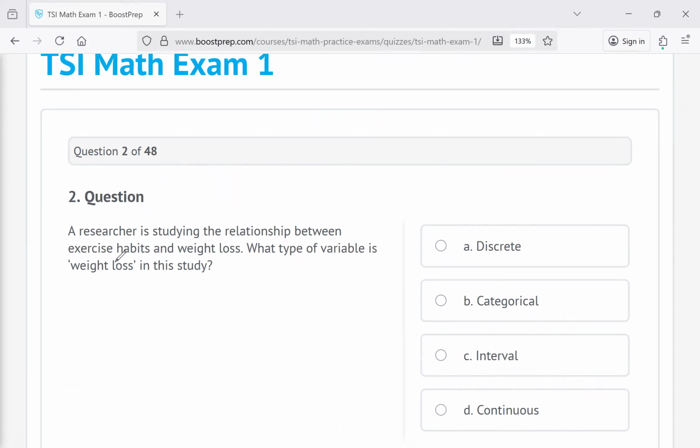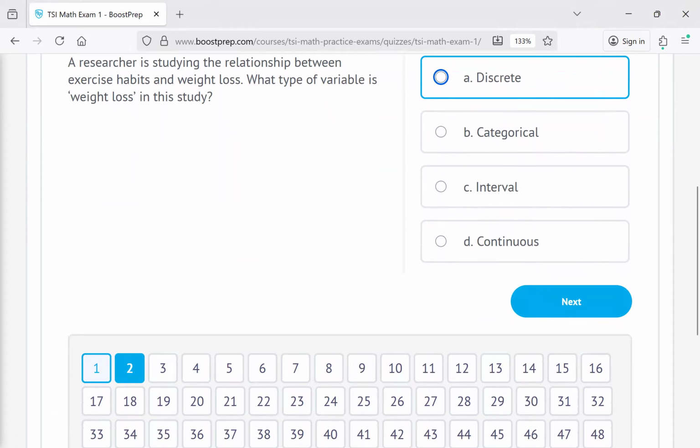A researcher studying the relationship between exercise habits and weight loss. What type of variable is weight loss in this study? I'm going to come back to this because I'm not sure. Let me come back to this. Let's move on to three.